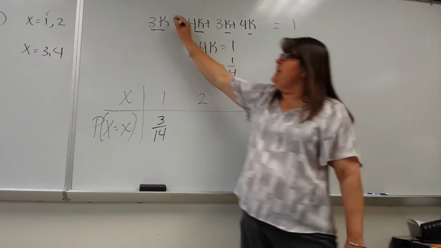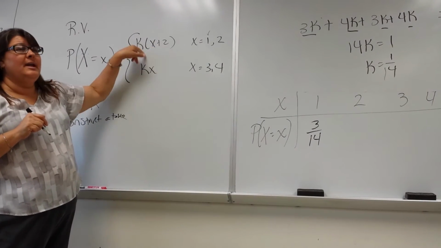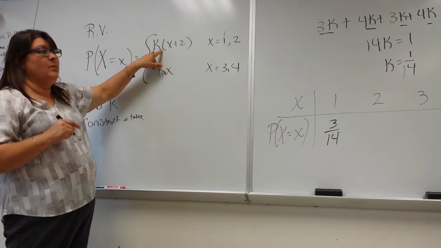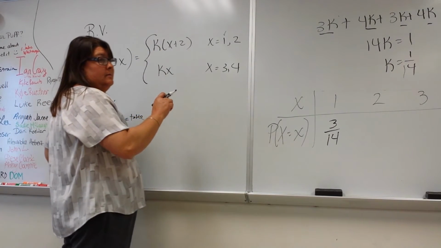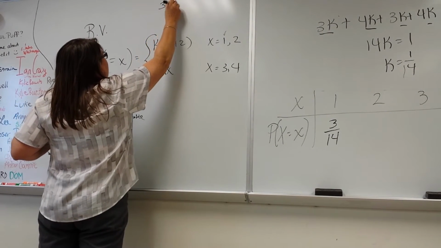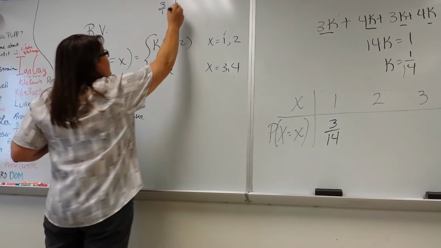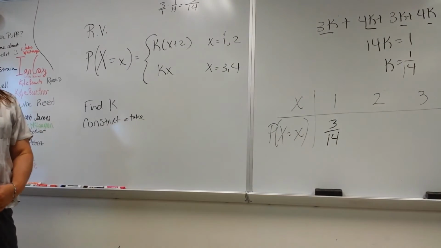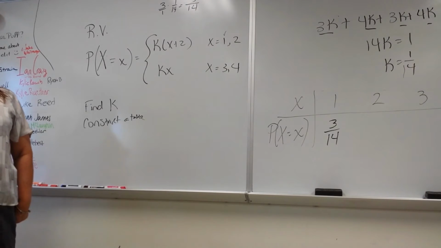Remember, we plugged it in and got 3K. Well, what is K? 1/14. So it's 3 times 1/14, which is 3 over 1 times 1 over 14. So you don't change 3 over 1 to 42 over 14, only when you add. So what's 2 going to be?